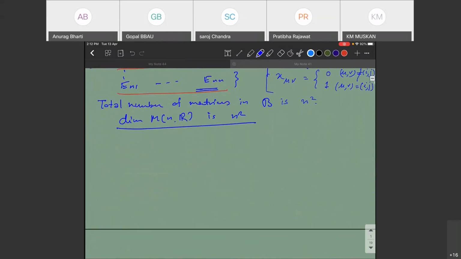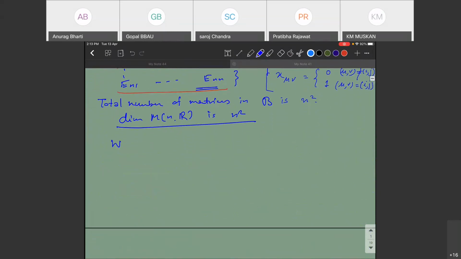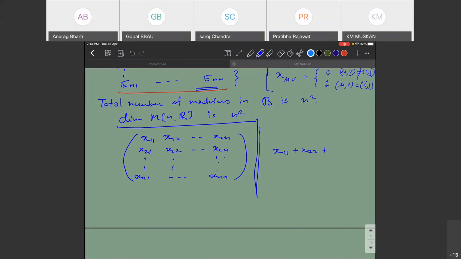This dimension of W. So the candidate for basis of W. Let me write one arbitrary element of W. So it would be like this: x11, x12, x1n, x21, x22, x2n, and so on, xn1, xnn. But there is a condition on this, such that x11 plus x22 plus so on plus xnn equal to zero.